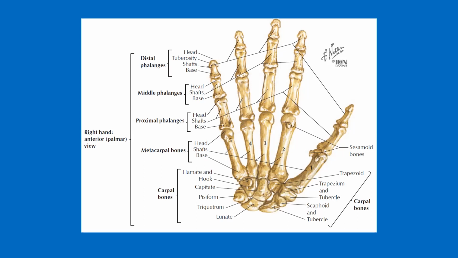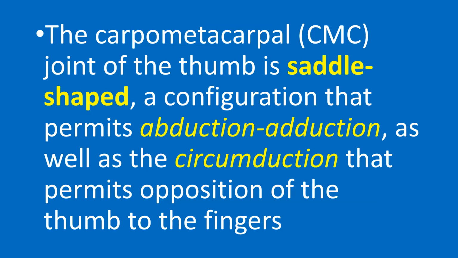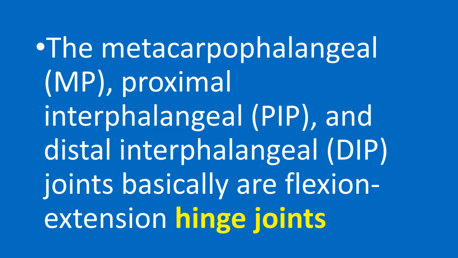The difference between the other regions of the thumb is that the thumb is a saddle-shaped joint, a configuration that permits abduction, adduction, as well as circumduction that permits opposition of the thumb to the fingers. The metacarpophalangeal joint, the proximal, and the distal interphalangeal joints basically are flexion extension joints. They are hinge joints. So the difference between that of the thumb and the phalanges is that one is a saddle joint while the other is a hinge joint.